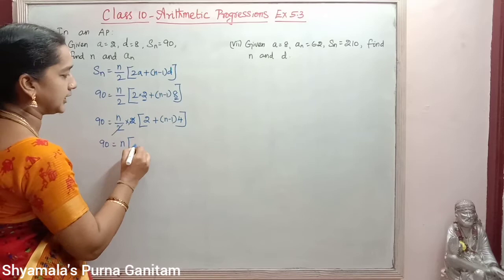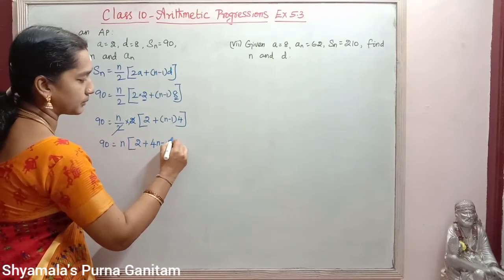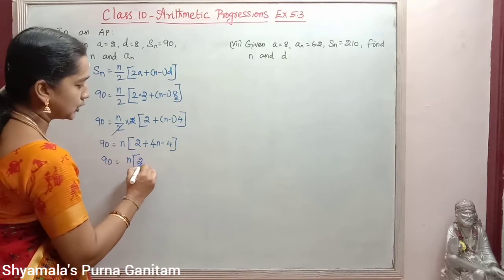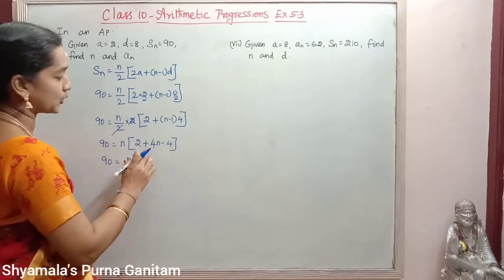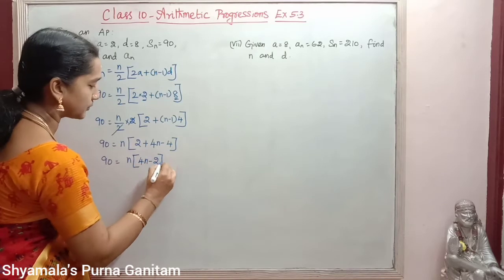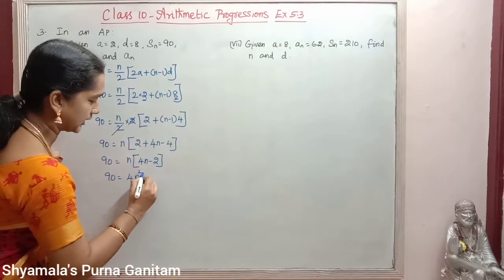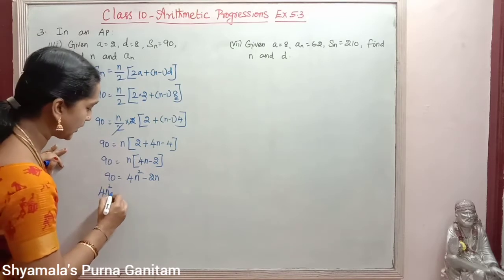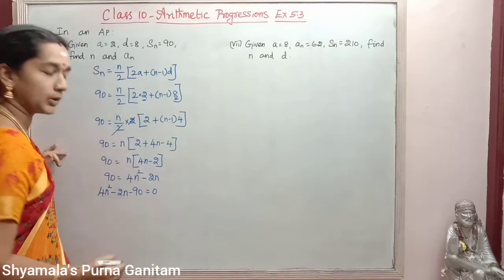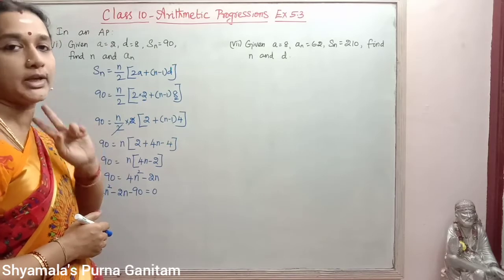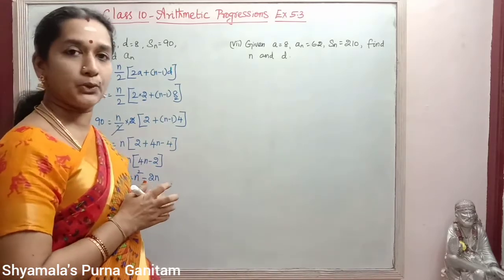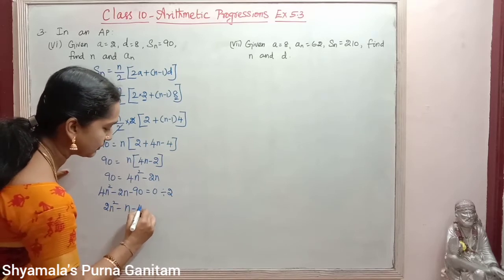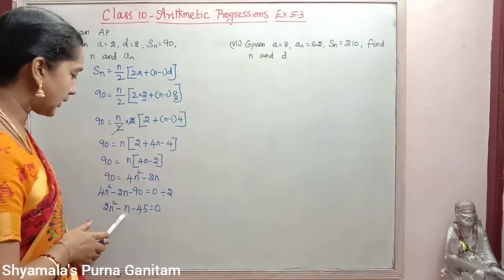So 90 is equal to n into (2 plus 4n minus 4). When we multiply, it will be 4n minus 4. So 90 is equal to n into (2 plus 4n minus 4); 2 minus 4 is minus 2, so n into (4n minus 2). So 90 is equal to 4n squared minus 2n. So we will get a quadratic equation, 4n squared minus 2n minus 90 is equal to 0. All have factors of 2, so we are dividing by 2. So we will get 2n squared minus n minus 45 is equal to 0.